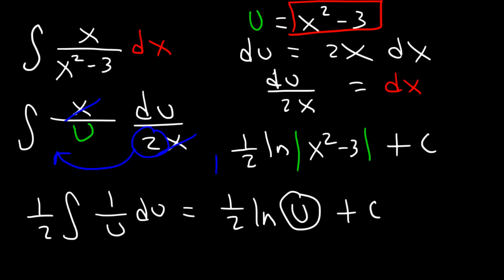And so here's the answer. It's 1/2 ln |x squared minus 3| plus c. Here's another one for you. What is the antiderivative of (x squared minus 4) divided by x dx?